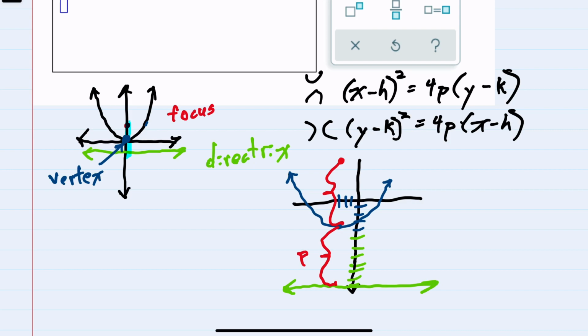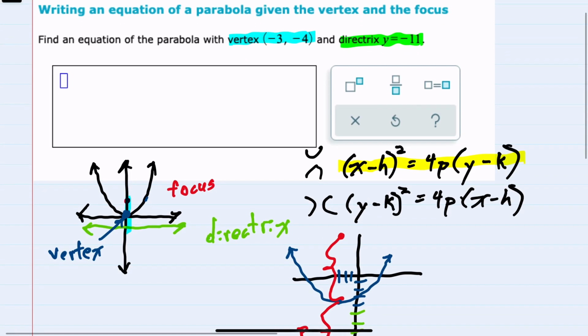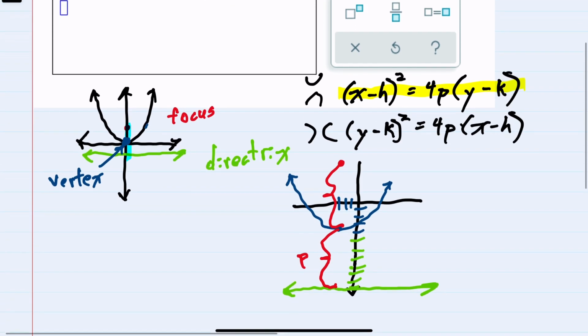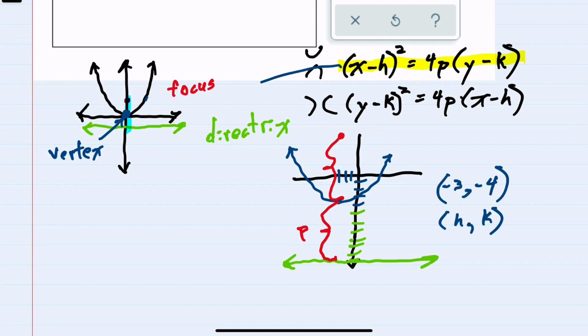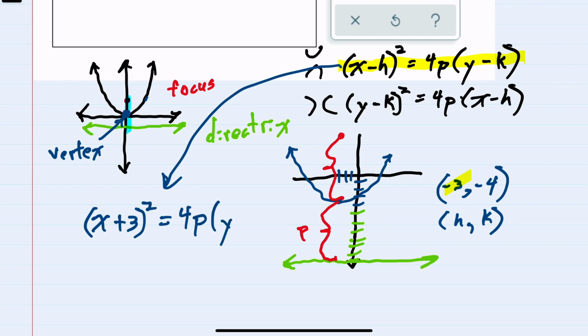Recognizing that it opens up means that we will be using this top standard form. We were given the vertex as -3, -4, so that would also give us our h and k. So I can start substituting into that form. We would have x minus h, and h is -3, so x minus a -3, x plus 3 squared equals, I know that I have 4 times p on the right hand side, and then y minus k, and k is a -4, so minus a -4, plus 4.